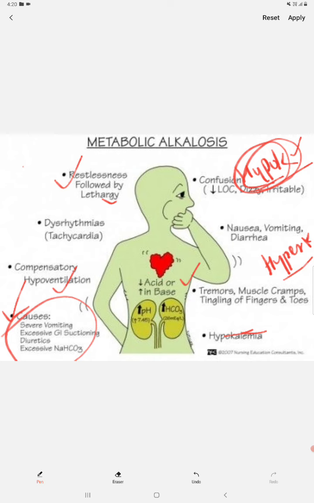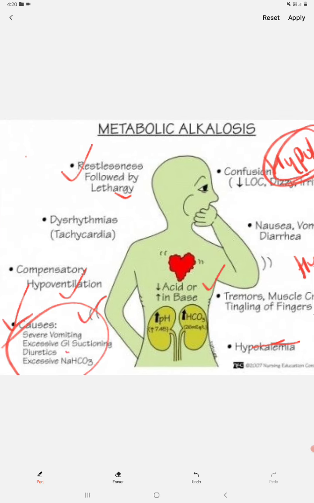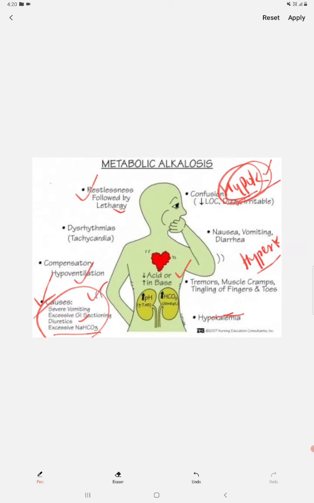Severe vomiting may be one of the causes, using diuretics, excessive GI suctioning, and excessive NaHCO3, sodium bicarbonate, because it increases bicarbonate. If you take sodium bicarbonate, it splits into sodium and bicarbonate ions, and ultimately the bicarbonate ions get increased. Already the bicarbonate ions are very high in this condition, so you should not take sodium bicarbonate again. It can lead to more complications. This is all about the 4 conditions.